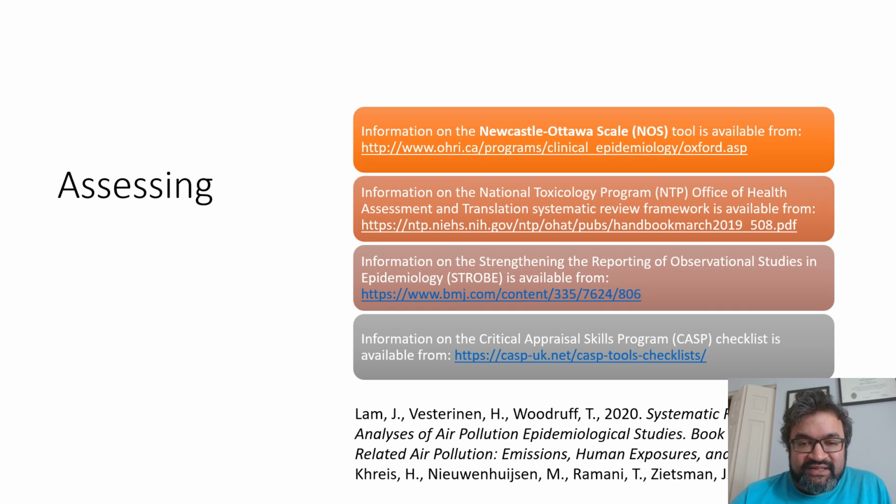So assessment of the study quality. Assessing quality, there's multiple scales. There's the STROBE scale, and I'm not going to go over the details of these. Good to know these acronyms, though. You also have the Newcastle-Ottawa scale, and then the NTP Office of Health Assessment, and then the Critical Appraisal Skills Programme, CASP. I've used this one before, and STROBE.